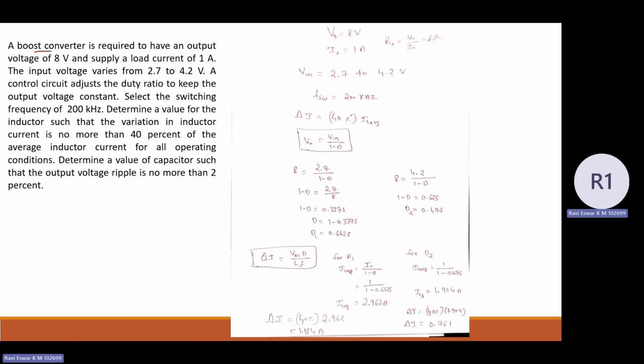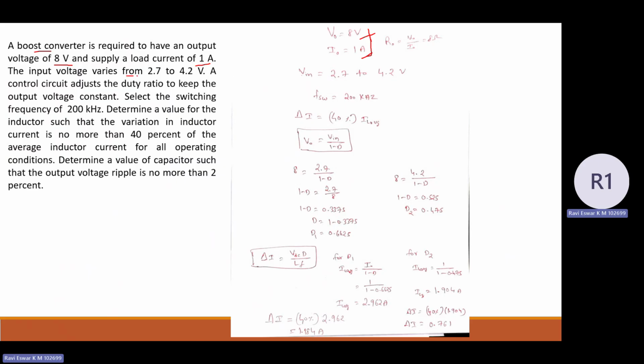So they are given a boost converter. For an application, they are using a boost converter, and the output voltage of the boost converter, they are saying it should be 8 volt, and the output current is 1 amp. So I'm writing the given data here. The output voltage is 8 volt and the output current is 1 amp.